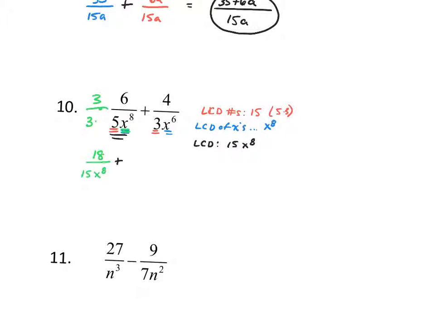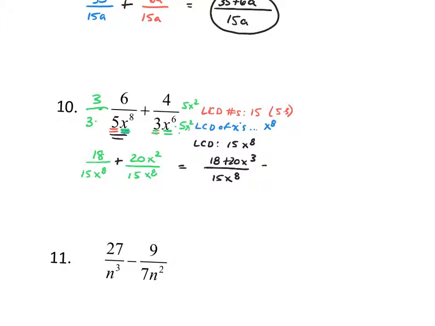On the other side here, in order for this 3 to be a 15, I would need to multiply it by 5. And in order to have x to the 8th power, I would need to multiply by x squared. So if I do it on the top and the bottom, that leaves me with 20 x squared, and then again 3 times 5 is 15. x to the 6 times x squared is x to the 8th. So once their denominators are the same, I keep that denominator and I add their numerators.